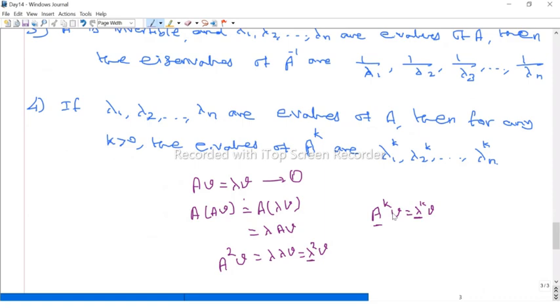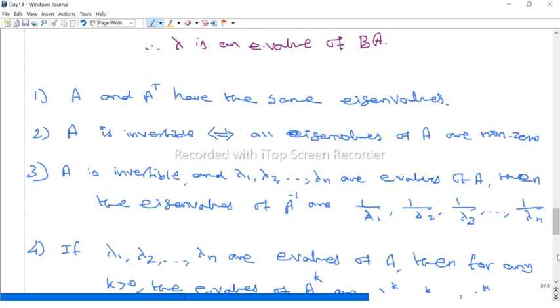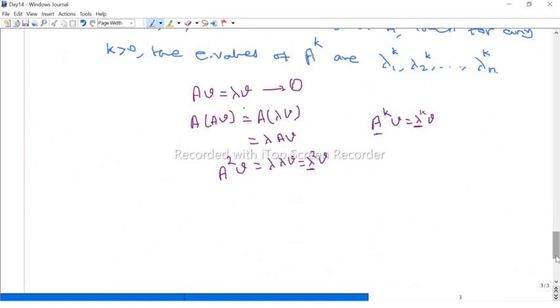So if you know the eigenvalues of A, we can easily say the eigenvalues of the powers of A, for positive powers of A. Why can we not talk about the negative powers? Because if suppose lambda is 0, we cannot define 1 by lambda. But given that A is invertible, then we can talk about the eigenvalues of A power k, where k is anything. We need to know that A is invertible, or all the eigenvalues are non-zero. Otherwise, we cannot talk about the reciprocal of the eigenvalues. So we can define the reciprocal of the eigenvalues only when A is invertible. So these are some important properties of eigenvalues of a matrix, for both A and A transpose, and then powers of A.